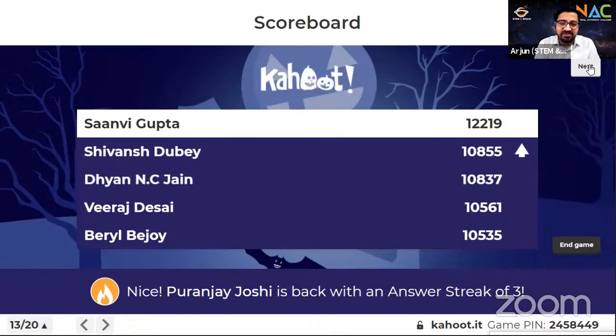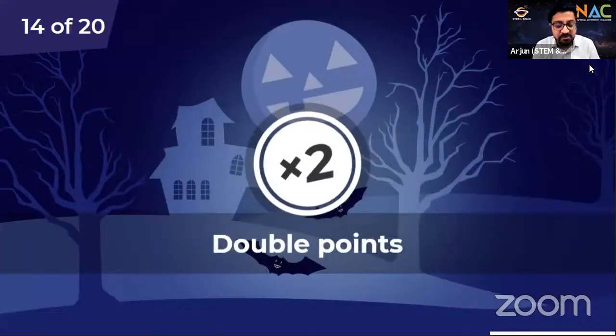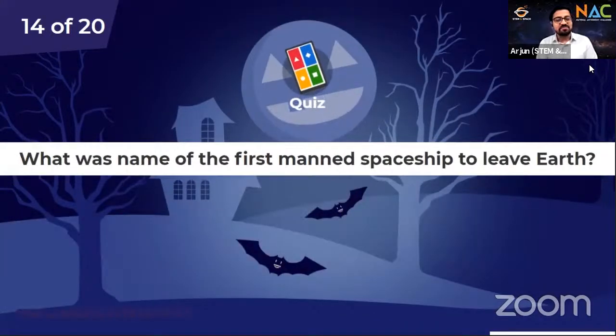And here we have the scoreboard. And now Shivansh Dubey has overtaken Dhyan. So nice. Puranjay Joshi is back with the answer streak of three. Great job, Puranjay. Let's see if you can keep the streak up. So with this, let's get to question 14, worth double points now.